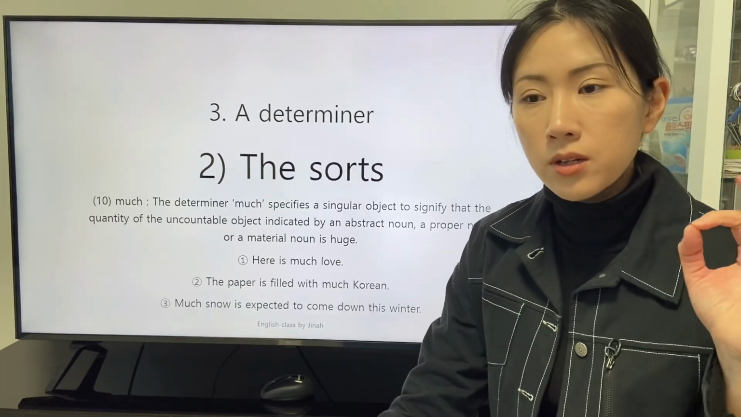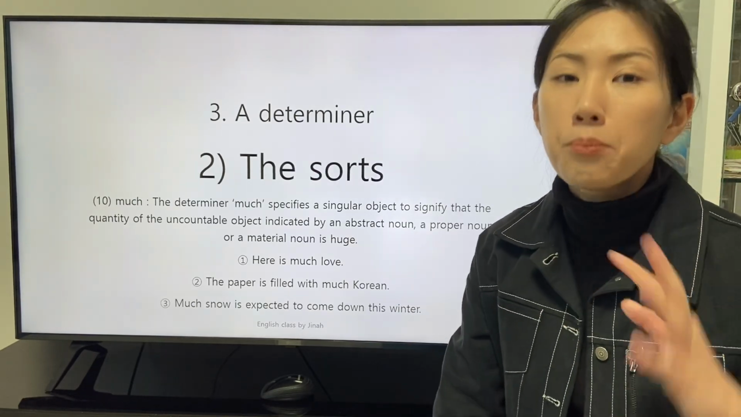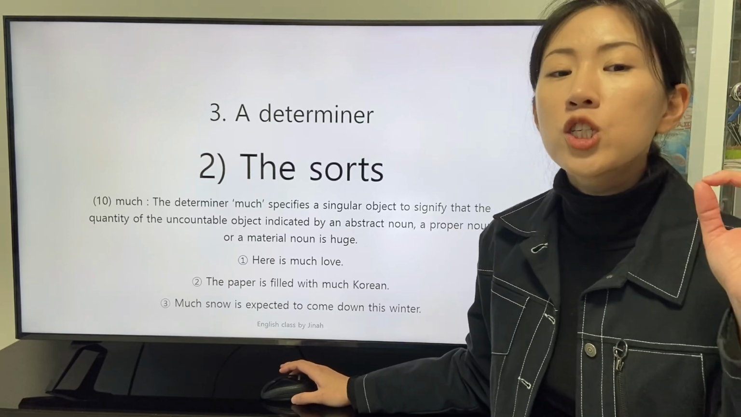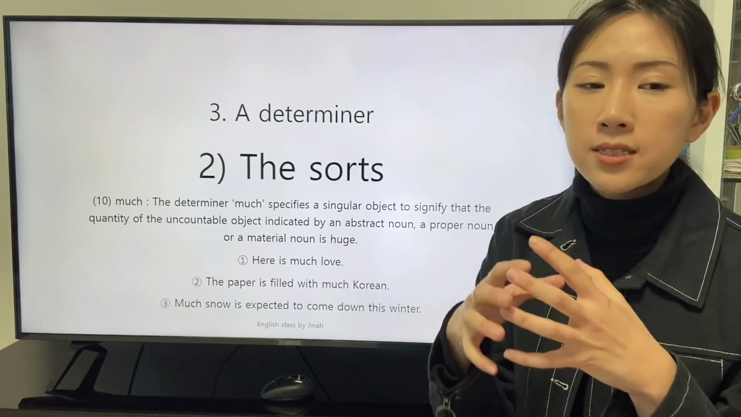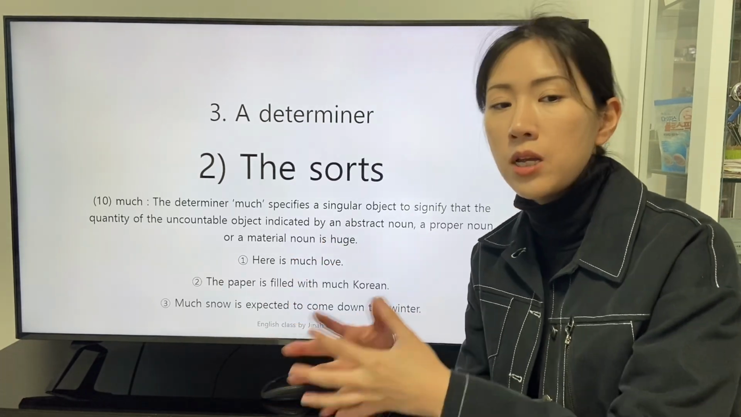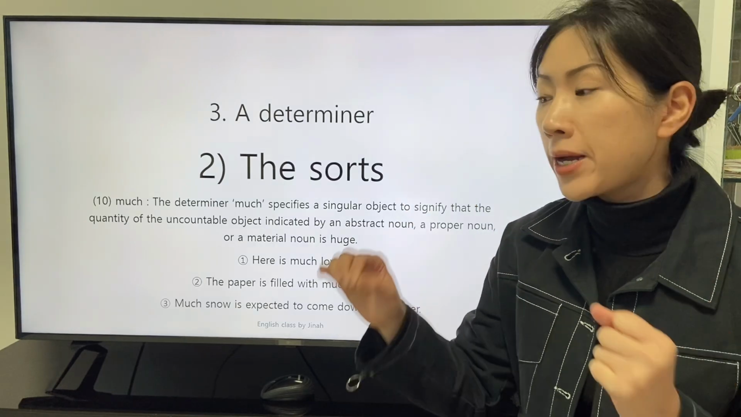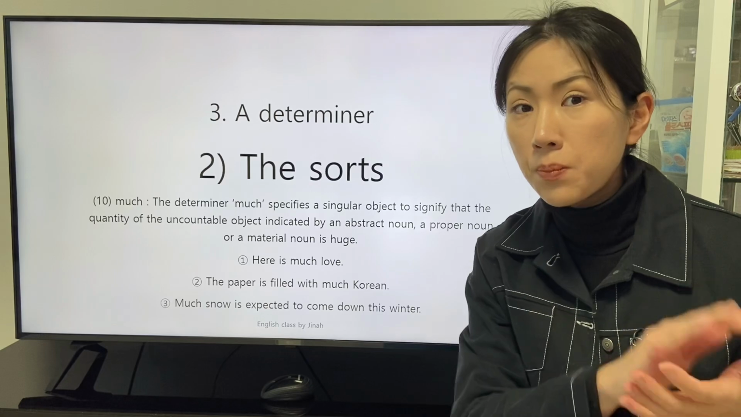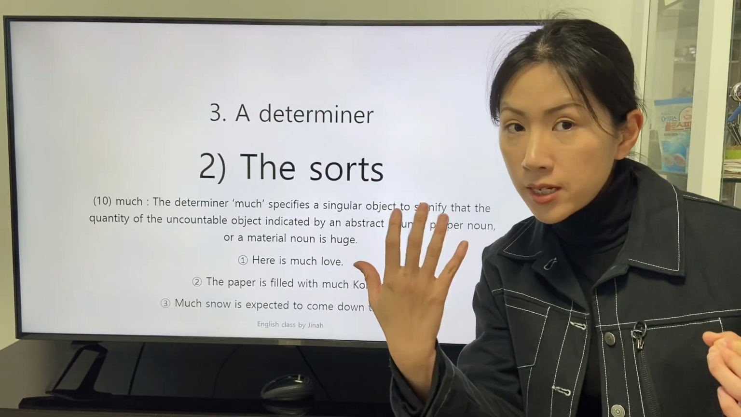The 14th determiner we will deal with in this class is the determiner much. The determiner much specifies a singular object to signify that the quantity of the uncountable object indicated by an abstract noun, a proper noun, or a material noun is huge. Compared with the determiner many, which specifies the object with the number on the premise that the unit of the object is agreed in a linguistic group.